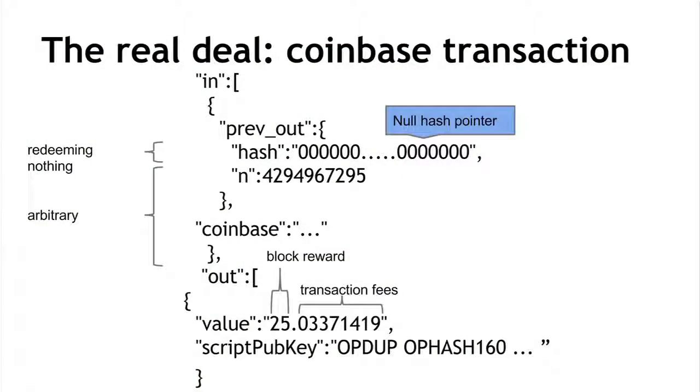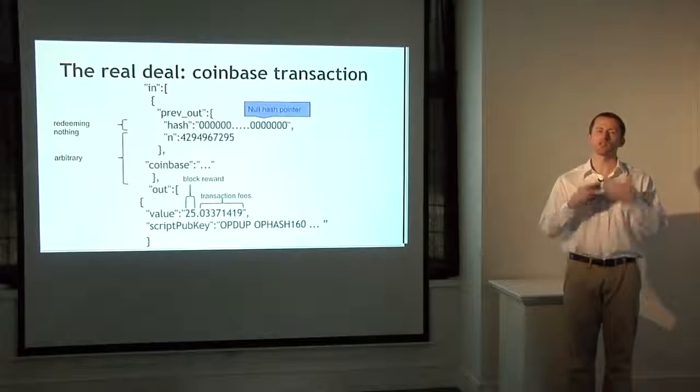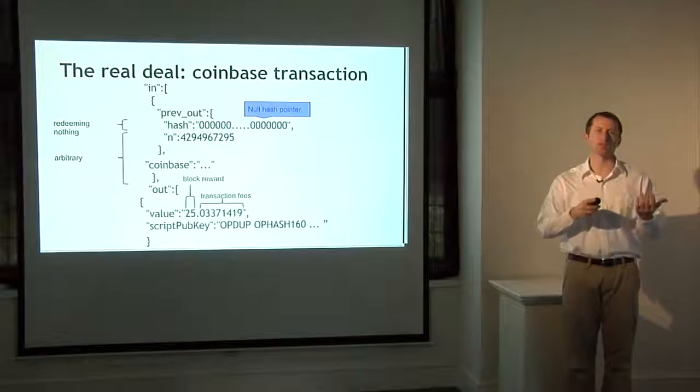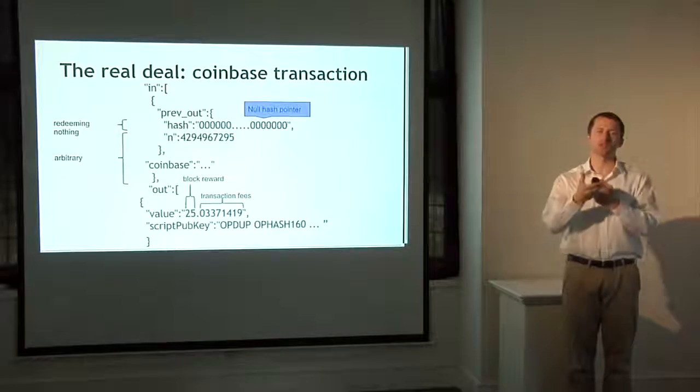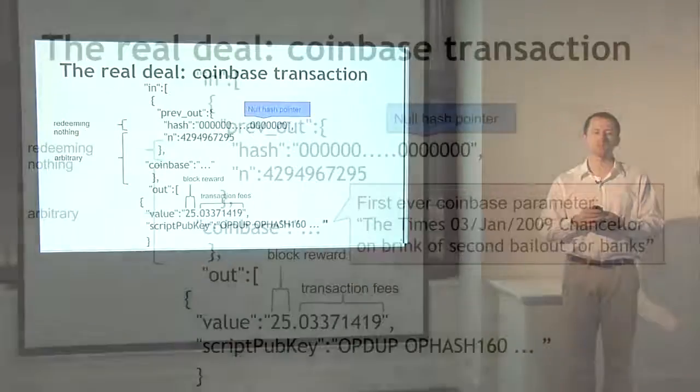So the pointer to the output transaction that this coinbase transaction is receiving is a null pointer. It's a hash of all zeros. And this is an indication that since this is the creation of new coins, there is no antecedent. There's no previous transaction that's being consumed to create these coins.